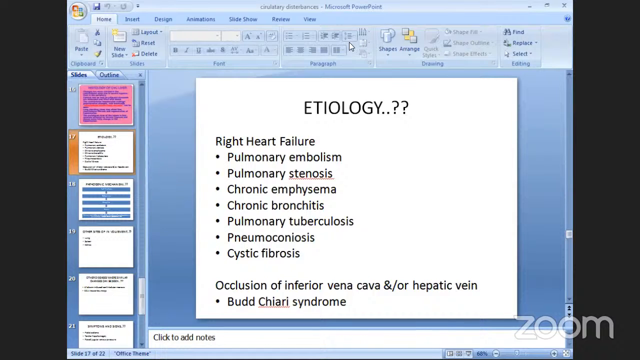Now I will try to show you the actual specimen of a spleen infarct, the gross pathology of a spleen infarct, on a web camera.